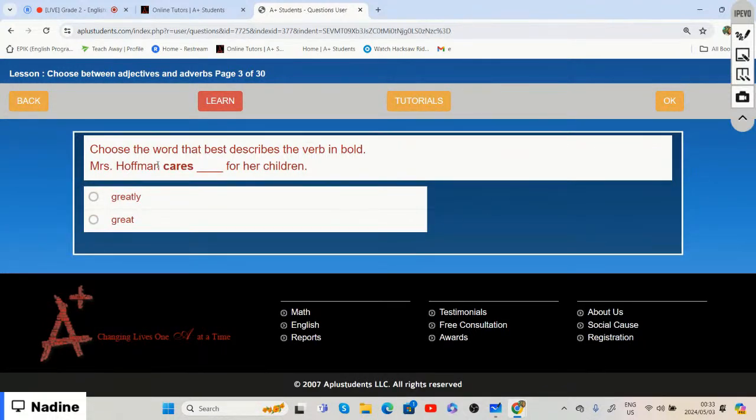Mrs. Hoffman cares for her children. We need to describe the verb in bold. And if we describe the verb, then it means that we need to select the adverb, right? Remember, an adverb tells us about a verb. So if we're describing the verb, then it means that we need to choose the adverb. So it says Mrs. Hoffman cares, do we say greatly for her children? Or Mrs. Hoffman cares great for her children? Which one is correct?